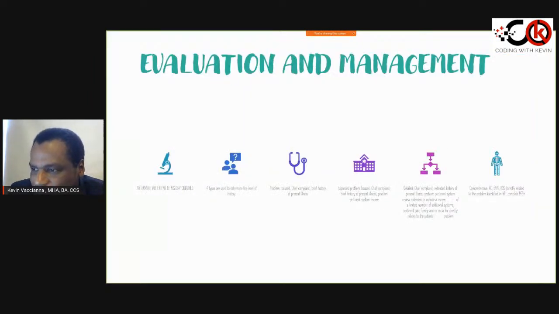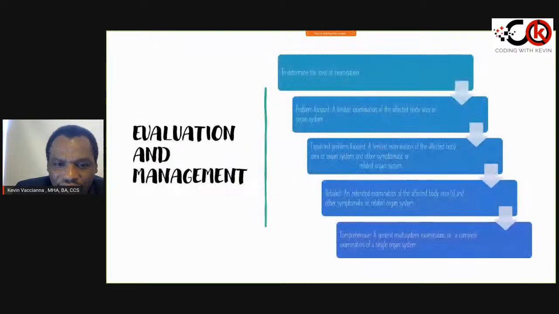Okay. We told you that in order to determine a history, there are 4 types that we need to worry about, whether it be a problem-focused history, an expanded problem-focused history, detailed, or comprehensive. And we went over the different subsets that are relevant to those types of histories. Okay, we talked about examination, and we talked about the different levels of examination, that being problem focused, expanded problem focused, detailed, and comprehensive. Those are the 4 levels here that we have to worry about.